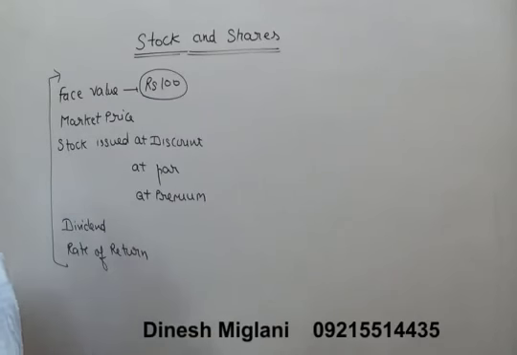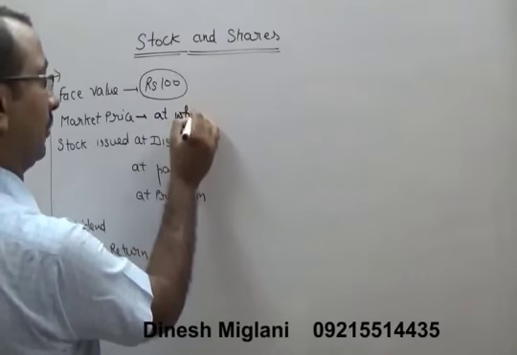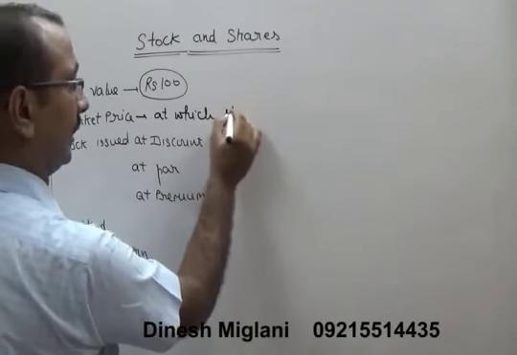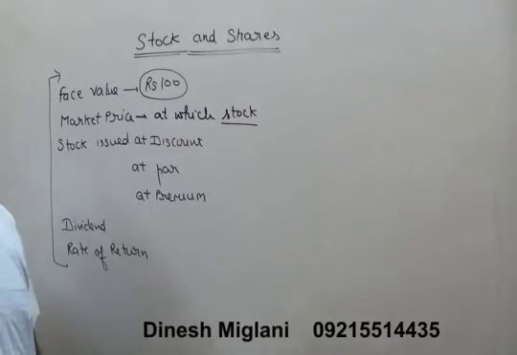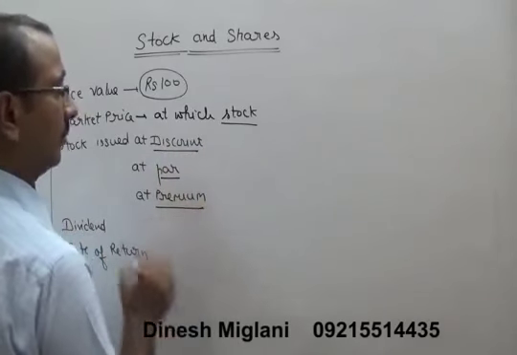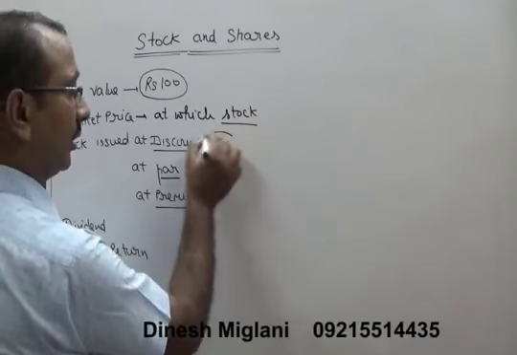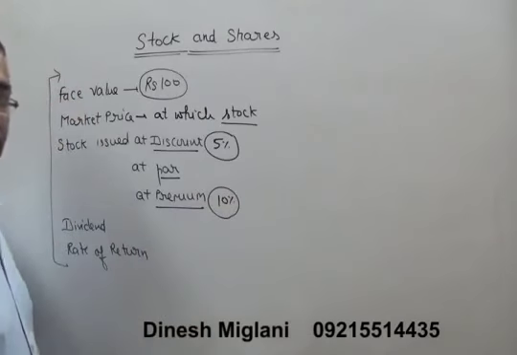Second is the market price. Market price is the price at which stock is bought by the person. That price may change from time to time. The market price may be greater than the face value, or it may be less than the face value. Then sometimes it is mentioned that stock is issued at discount, at par, or at premium. It is mentioned that stock is issued at a discount of 5% or at a premium of 10% or at par.